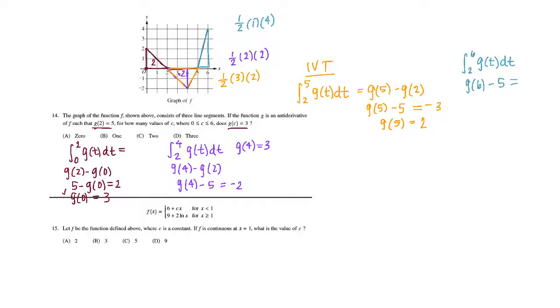So if we come back over here, we see that we have 2 for that one area, but then we also had, let's see, +2, and then we had -3. So that's going to be a -1. So we have G at 6 is equal to 4.